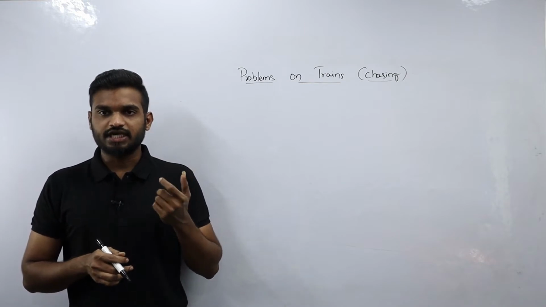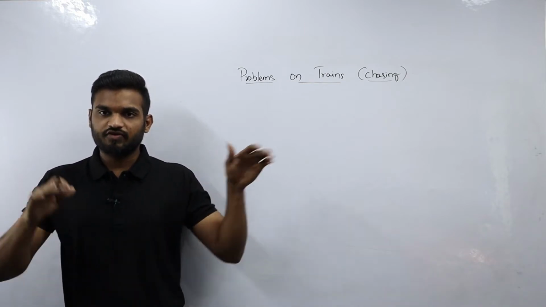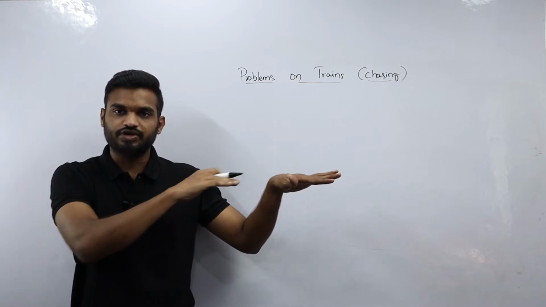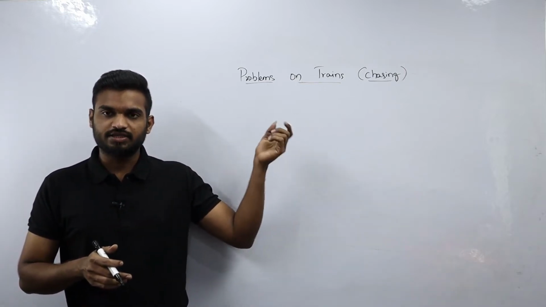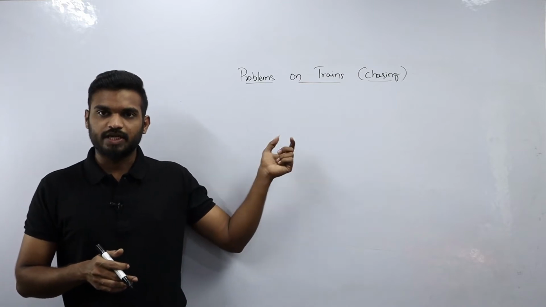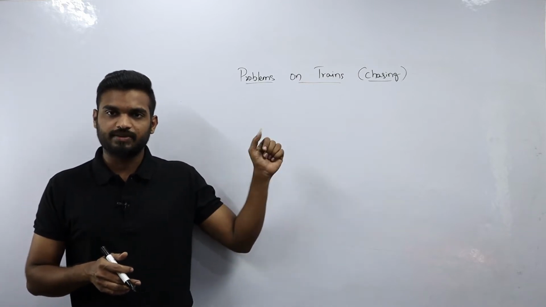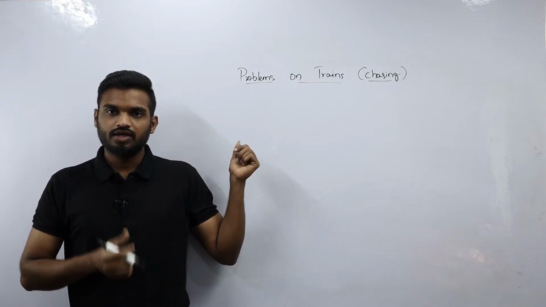In speed, time and distance, I have already told you chasing is nothing but when one person is trying to catch the other person moving in the same direction. Okay, now in trains also the concept will be exactly the same, but there is a minor difference. Now I will take one example and explain what is the difference between trains and speed, time and distance when it comes to chasing. Okay, now let's take one example.